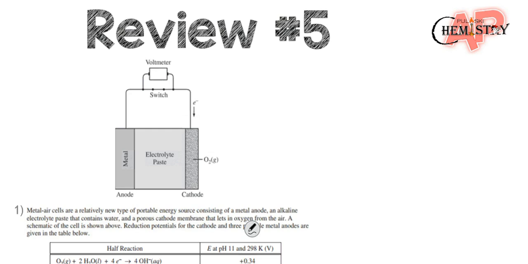All. So what you need to understand is every cell has two compartments usually. It has something on the top, either a battery or voltmeter, and you have to have a salt bridge at some point. Either a porous plug, that thing that's literally like a U-tube that's a salt bridge, or in this case, it's electrolyte paste.